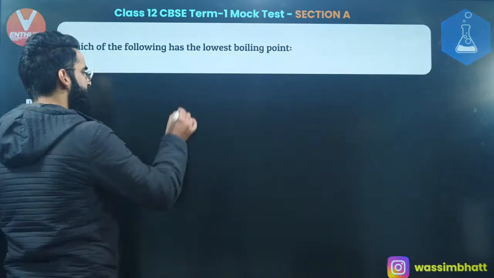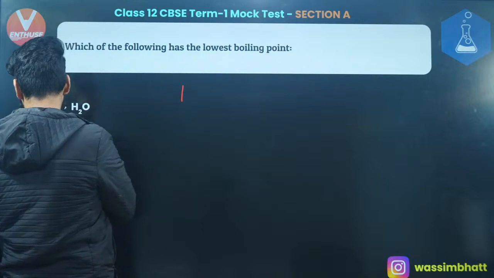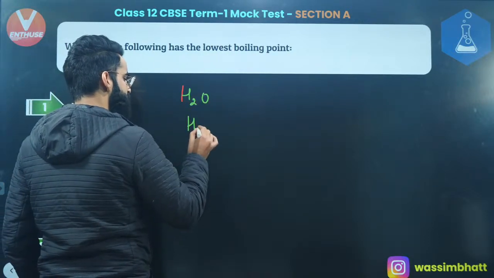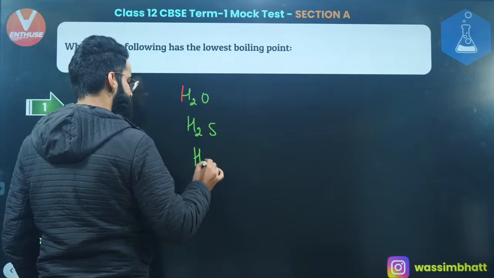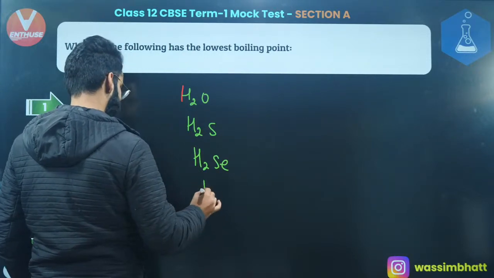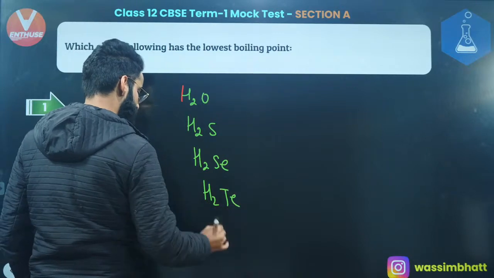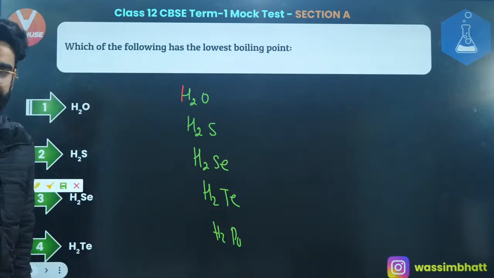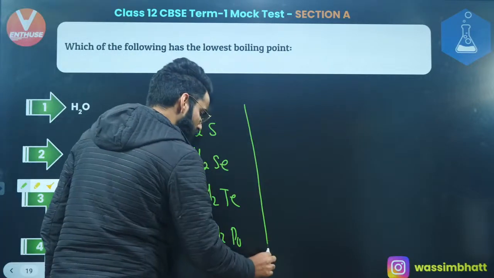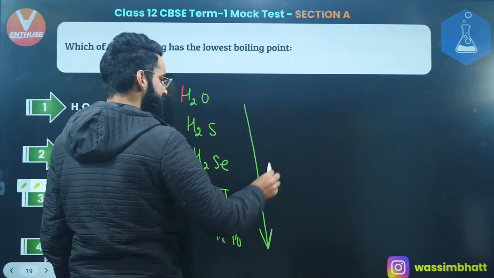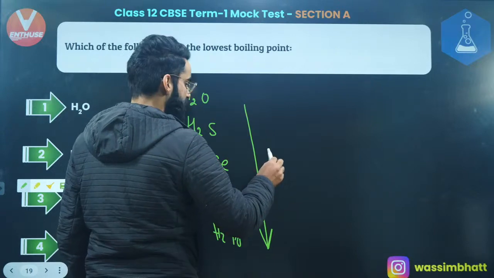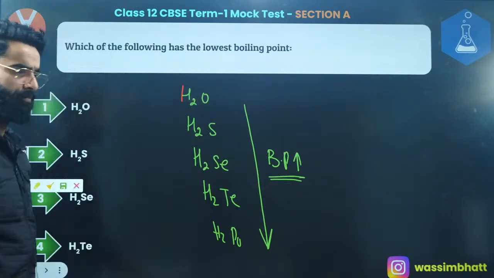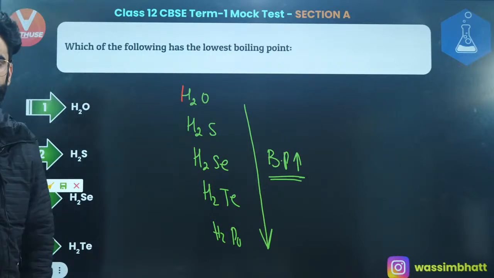If you talk about the hydrides of group 16 elements, you start from H2O. Then you write H2S. What do we have next? H2Se. What do we have next? H2Te. Then what do we have next? H2Po. Correct? These are the hydrides of group 16. Generally, what happens on moving from top to bottom? Are we talking about boiling point? Okay. Boiling point generally increases on moving from top to bottom, right?